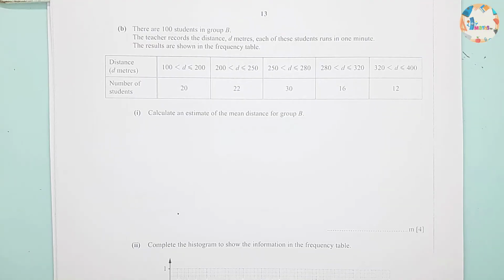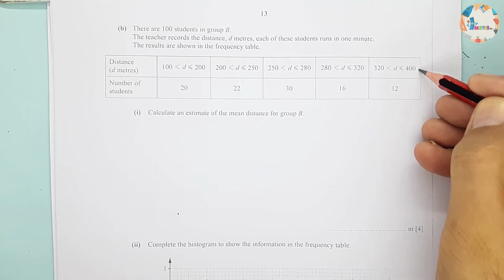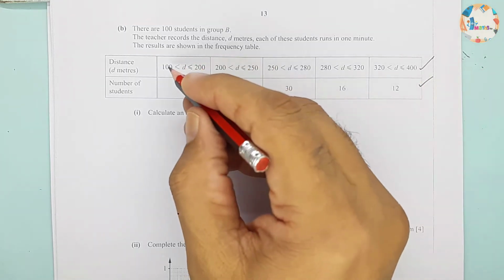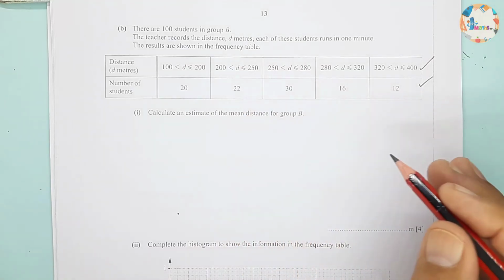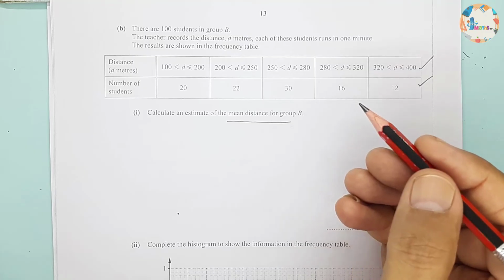Now B part. There are 100 students in group B. The teacher records the distance d meters each of these students runs in 1 minute. The results are shown in the frequency table. So these are basically the frequency table, and the number of students is also given. We'll calculate an estimate of the mean distance for group B.